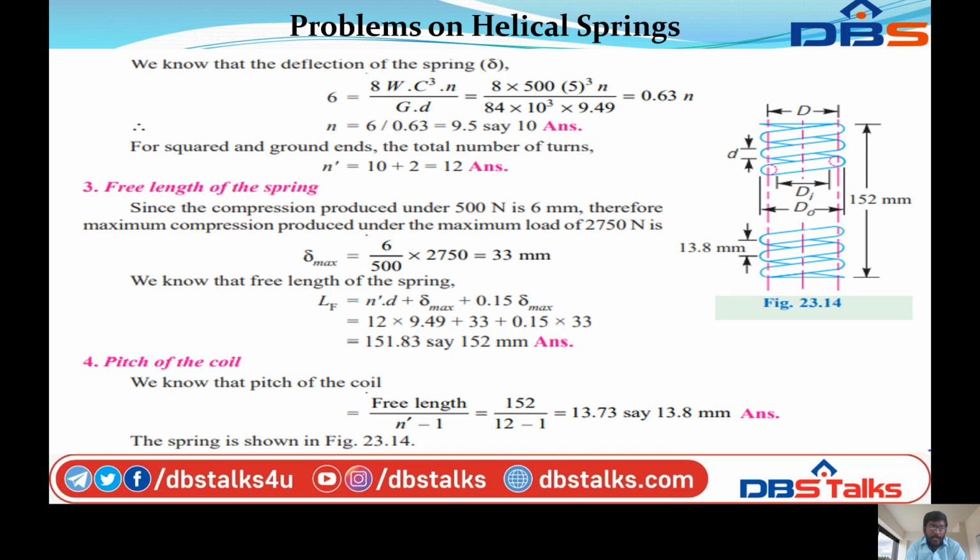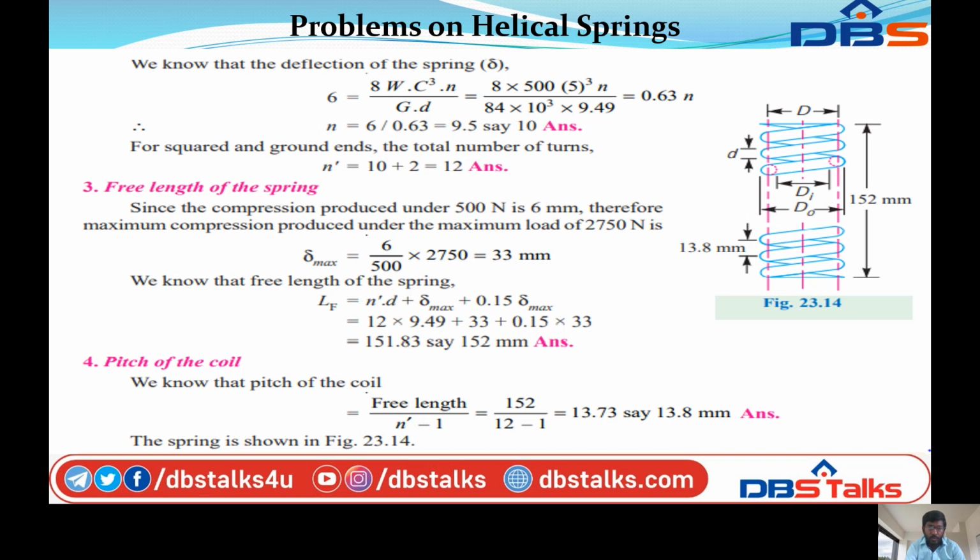Since the compression produced under 500 Newton is 6 mm, therefore the maximum compression is produced under the maximum load of 2750 Newton. In the free length of the spring, the compression produced under 500 Newton, the range between W1 and W2, will be noted. So delta deflection is 6 mm.